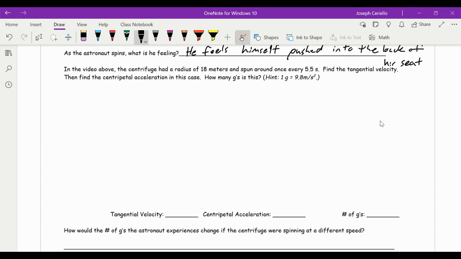Now, calculating the number of G's is not a Regents topic, but I just think it's an interesting thing to discuss. So the first thing we have to do is find the tangential velocity, but we're not given a lot of information. We're given just two pieces of information. We're given the radius, and we're given the time. Okay, but specifically, this is the time for one revolution.